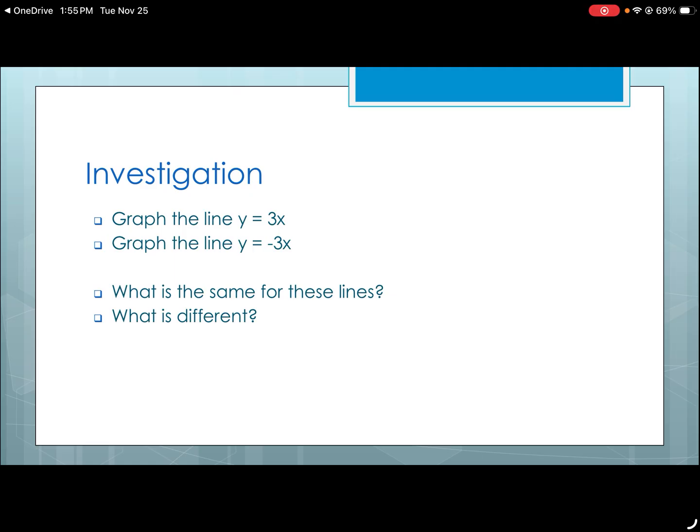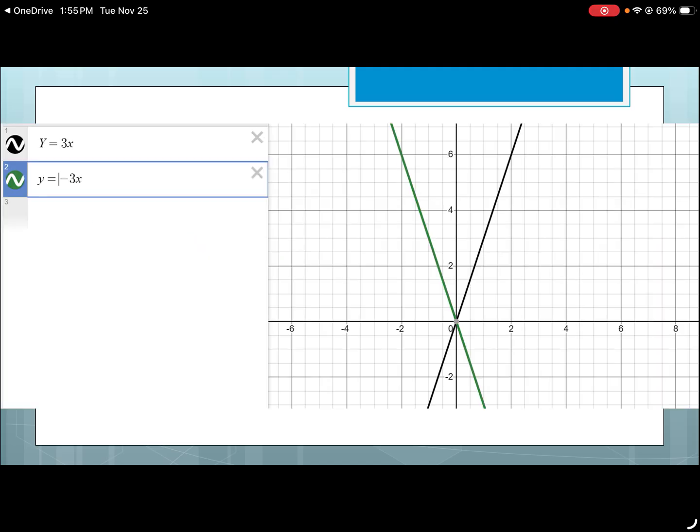Okay, another investigation. Have a look at these 2 lines. What is the same? What is different? Here they are. That is y equals 3x and y equals negative 3x. I think when I took this screenshot, my mouse just happened to be here, so it looks like a line or something. It's not. It's just y equals negative 3x.